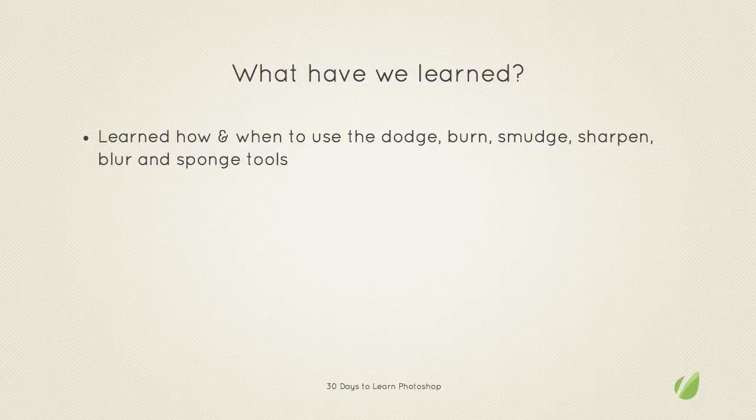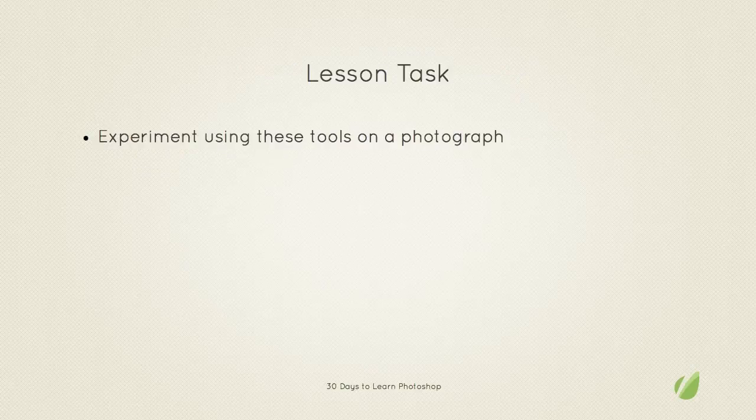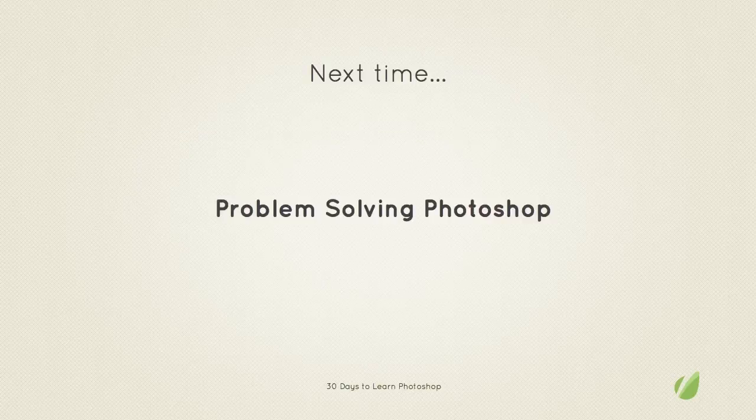Well, we've learned how and when to use the dodge, burn, smudge, sharpen and blur and sponge tools independently. So your task for the lesson is to experiment using these tools on a photograph. Next time on 30 Days to Learn Photoshop, we'll be solving problems in Photoshop.